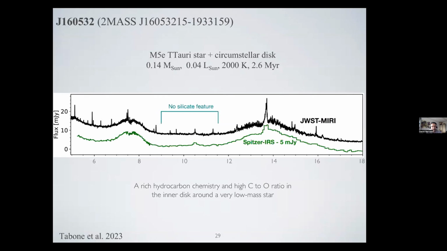And one very interesting result is the analysis of this star, Tau... This is a very young star, about 3 million years old, 2000 Kelvin. It's a small object, actually a low mass object.